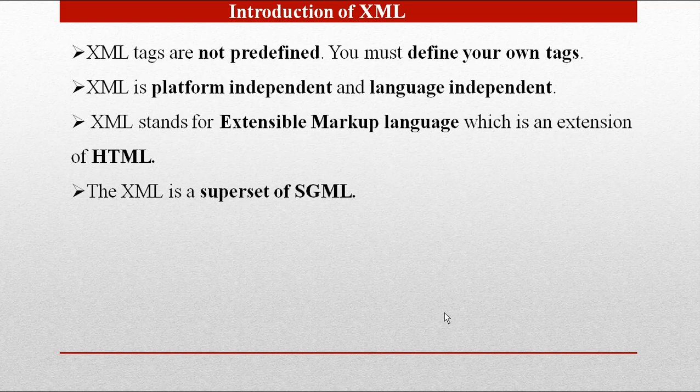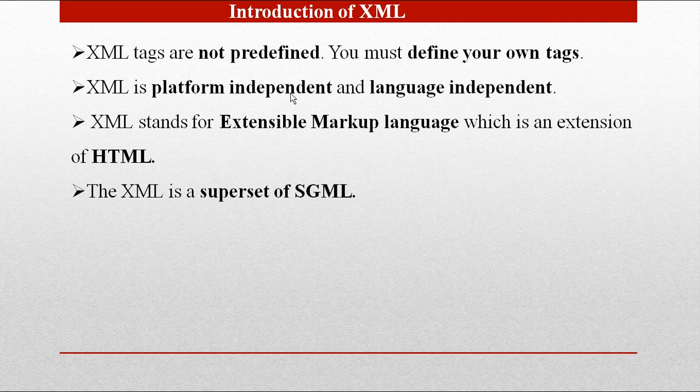So XML is a platform independent and language independent technology, which is a very important point. What is meant by platform independent? Platform independent is related to the operating system, that is, on which operating system it works. There is no restriction of platform or operating system. It works on any platform, so it is called platform independent and language independent.